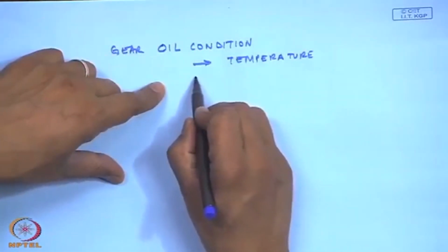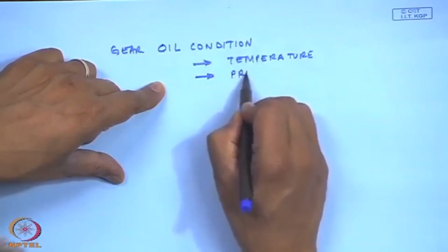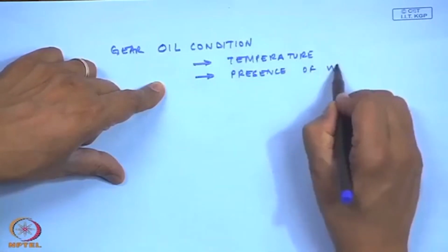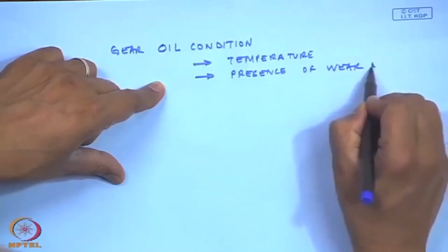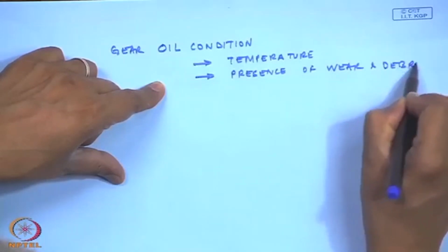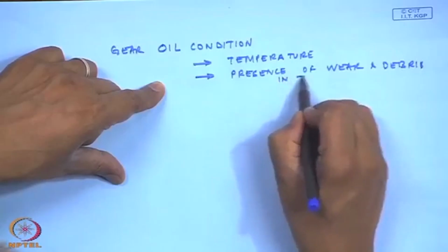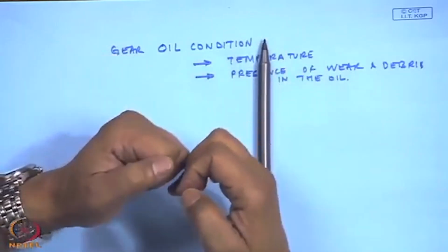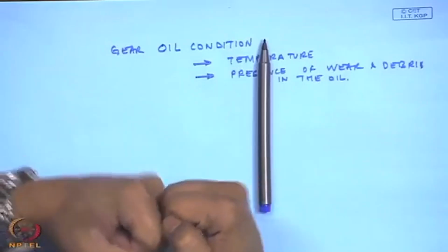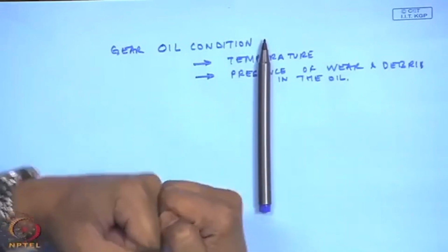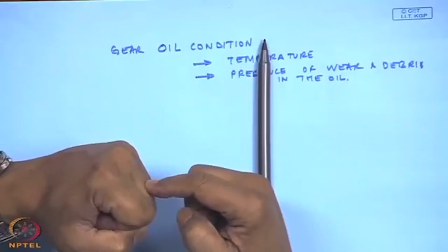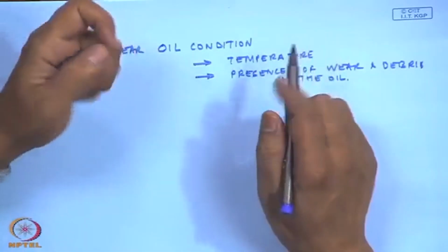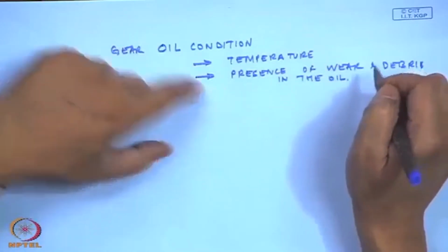Okay. And another is the presence of wear particles or wear debris in the oil. Because what happens with time, when two teeth mesh with each other, they rub against each other. Once they rub, because they may be soft, the proper heat treatment is not done, these particles may flake off and get deposited in the oil.